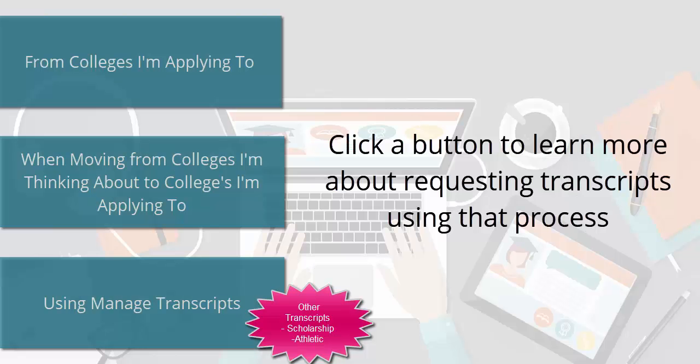There are 3 ways to request transcripts from Navient Student. The first way is to do it right from the Colleges I'm Applying To list. The second way is when moving a college from the Colleges I'm Thinking About to the Colleges I'm Applying To list. And the third way is to use the Manage Transcripts feature.